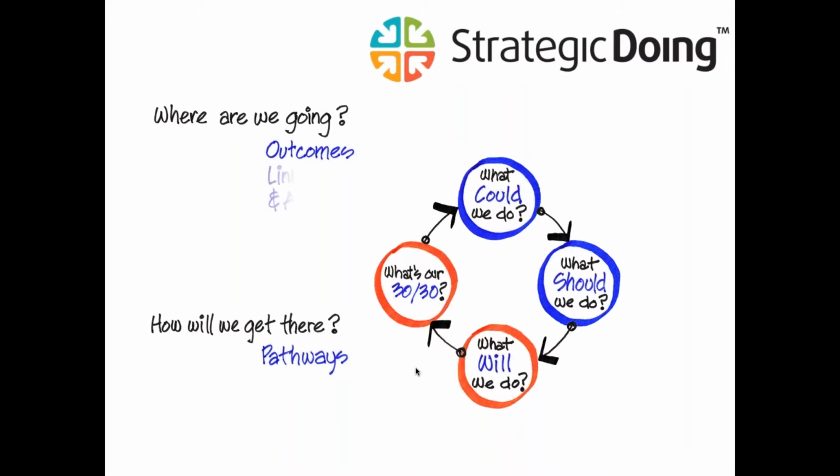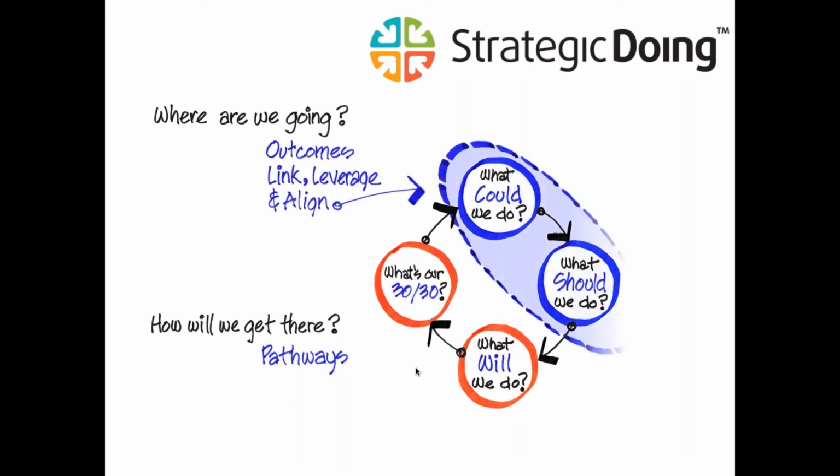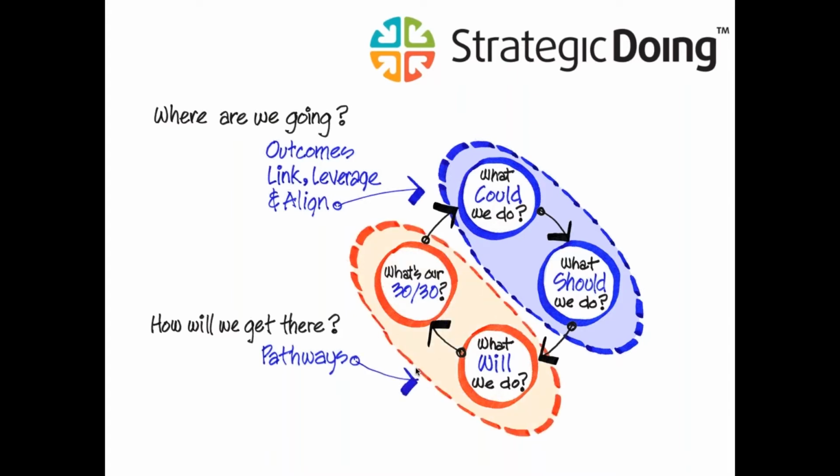You refresh that. So when you answer those first two questions, what could we do? What should we do? You answer that first big question of strategy. You know where you're going. You've got some outcomes. When you answer those second two questions, you have your pathway. You know how you're going to get there.